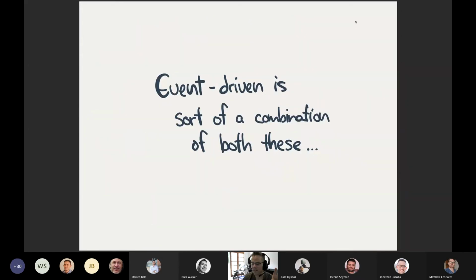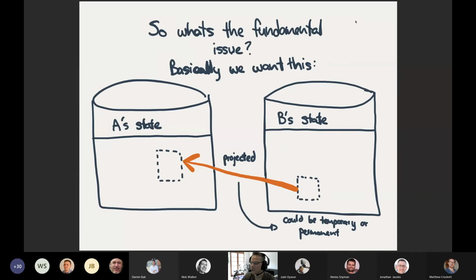So event-driven, those two things combined with some other stuff, is kind of what event-driven starts to get us to. So let's think about the fundamental problem that I've just talked through. Maybe you don't think that's a fundamental problem. That's fine, I think it is. Basically, what we want is we've got the state thing on the A side and on the B side, with different addresses, and A's got people in it or something, right? But there's little bits of B state that we want inside A state.